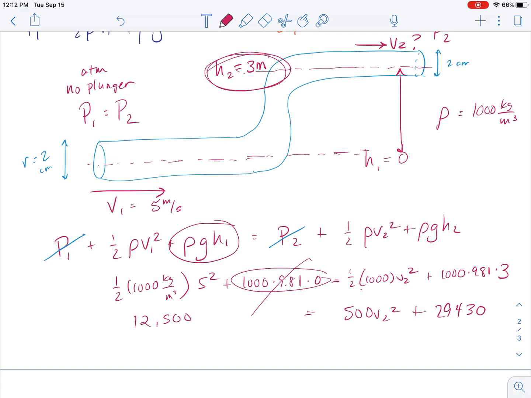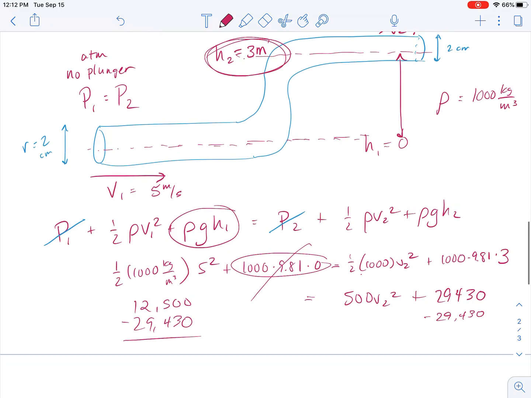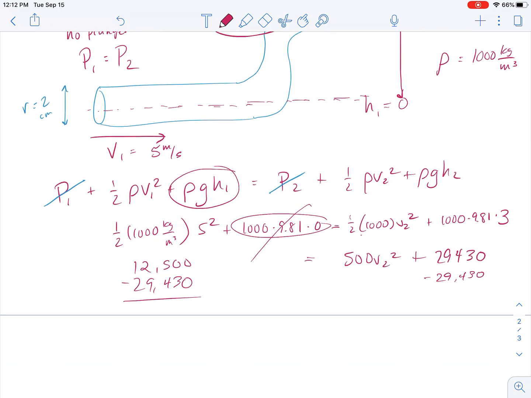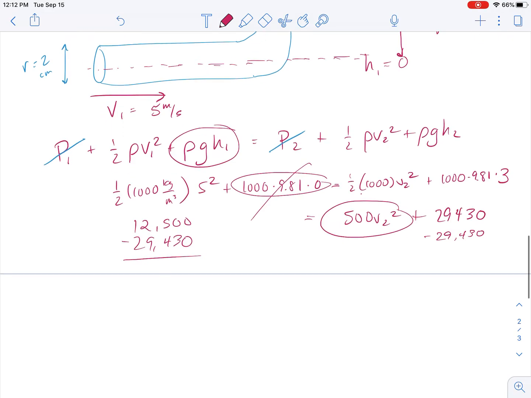So I'm actually getting a result that's impossible here, because look what's going to happen. If I try to subtract 29,430 from both sides, I'm going to get a negative number here. And can I set a negative equal to a square and solve it? No, I can't.